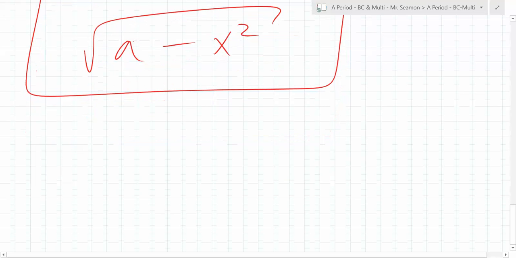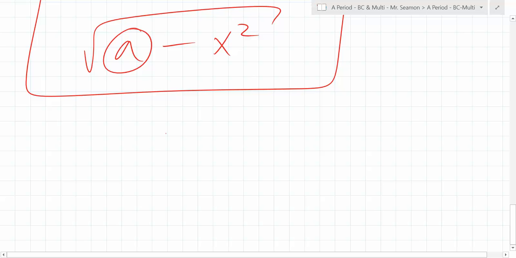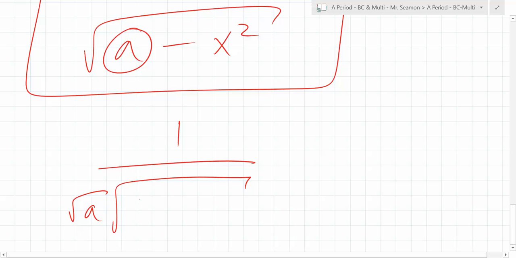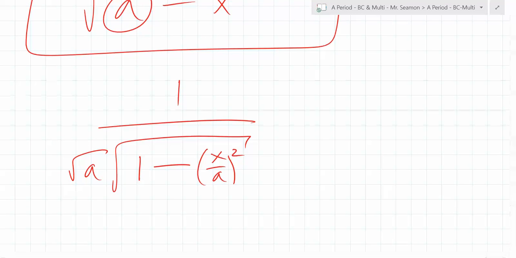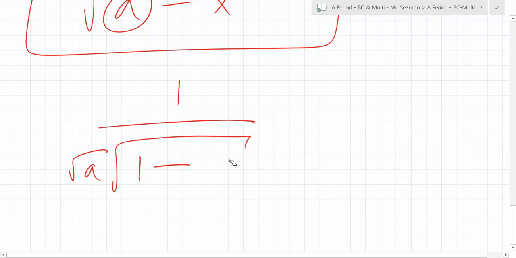You want to turn this into a 1, so what do you need to pull out of that? You want to pull an A out of it, but if you cross that A over the square root sign, what does it become? Square root of A. So you end up with the square root of A times the square root of 1 minus what, though? What do you end up with? 1 minus x squared over A.